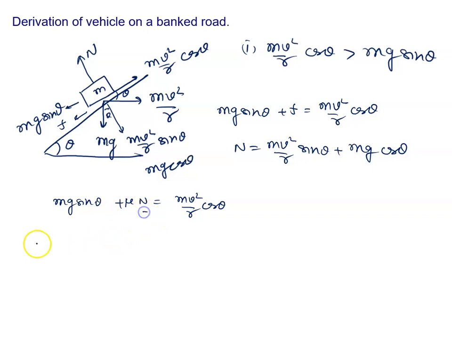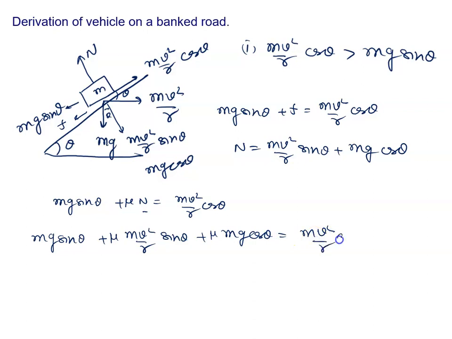So put the value of the N here. It is mg sin theta plus mu mv square upon r sin theta plus mu mg cos theta equal to mv square upon r cos theta. अब हम v की वैल्यू एक तरफ रख लेते हैं, दूसरी वैल्यू एक तरफ रख लेते हैं. So one thing is visible to all of you, m will be cancelled by taking the common, and the next step we can write g sin theta plus mu g cos theta is written as v square upon r cos theta minus mu sin theta.